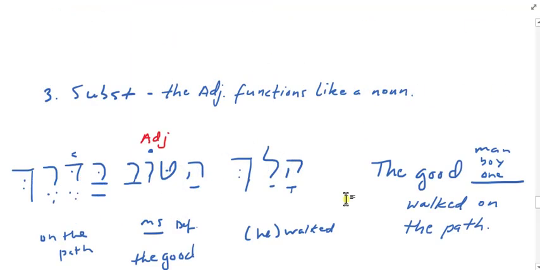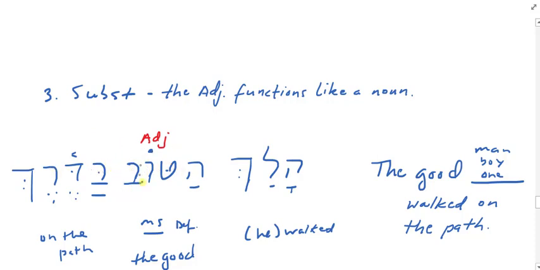Now, the third type of adjective use is the substantival adjective. And remember, these are adjectives that function like nouns. Adjectives that function like nouns are substantival. Look at this example here. Halach hatov baderech. He walked. Who walked? Here is my subject. Hatov walked. Baderech, on the path.